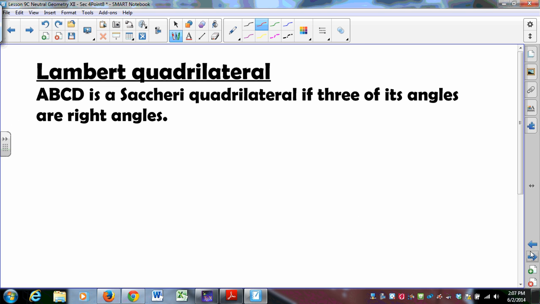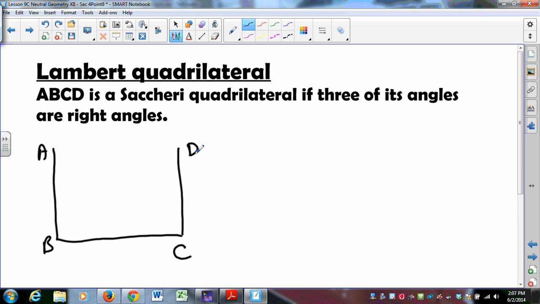Lambert was the other guy. Lambert said, I'm going to try to make a quadrilateral, and it won't be too bad. I've got A, B, and I'm going to construct a perpendicular to C, and I'm going to construct a perpendicular to D. So right angle, and I'm even going to construct a perpendicular that way. And Lambert tried to show that alpha had to be 90 degrees.